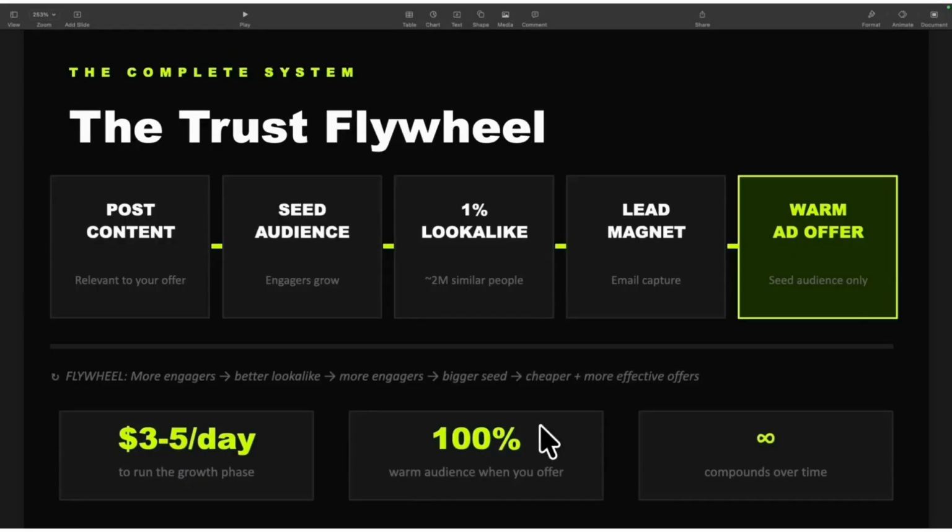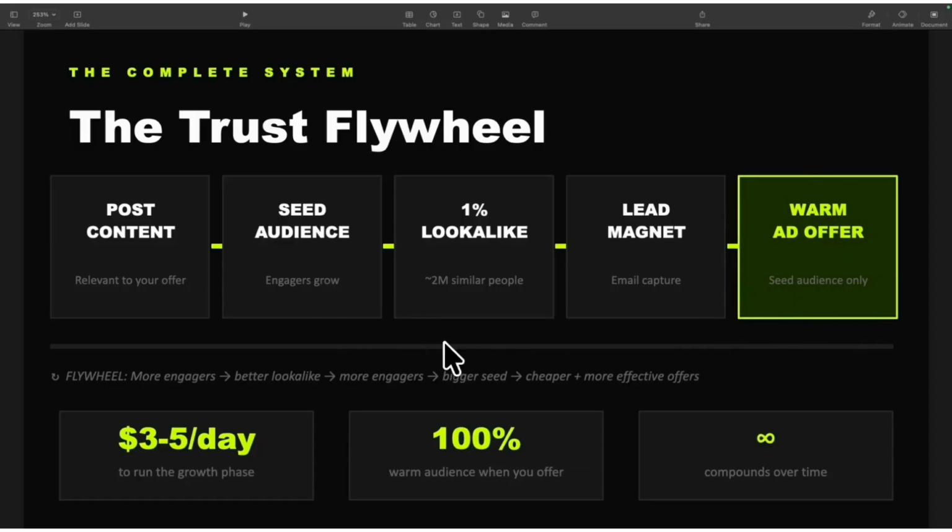That's phase three. And this is the complete system, right? This is the trust flywheel. So you post content relevant to your offer, right? And that creates a seed audience. You'll get more engagers as your seed audience that you start with. From here, you create a 1% lookalike audience. This is 2 million people in the US that are similar to your seed audience. You capture emails, and then eventually you run your ads.